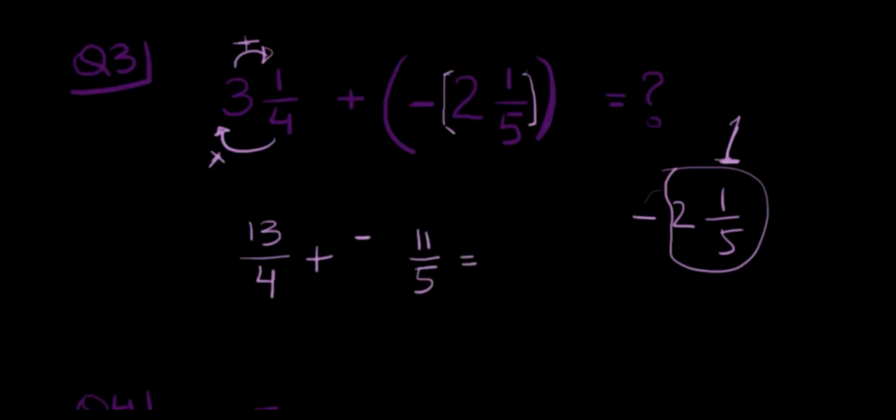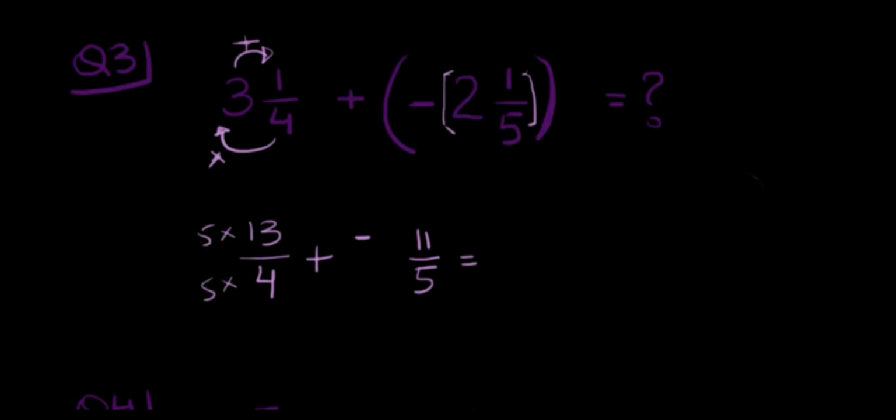11 over 5. Oh, the denominators aren't the same. What should I do? Try and make them the same. 4 and 5. What do I do to make them the same? I would multiply this by 5 and multiply this by 4.